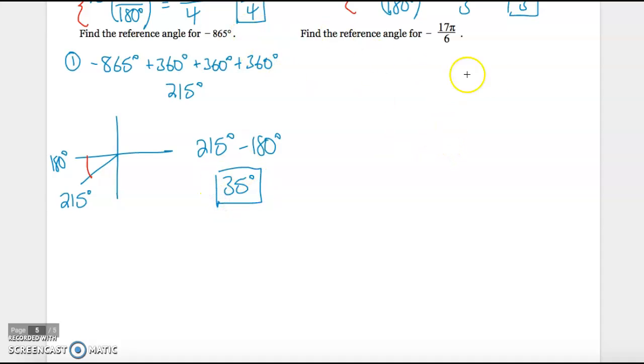All right, last one. Let's see if we can do it. First I'm going to convert it. I'm going to go through this one a little quickly, that's my bad. I'm just going to try and get this all done in one video. When I convert it, 17 times 180 divided by 6, I get negative 510 degrees.